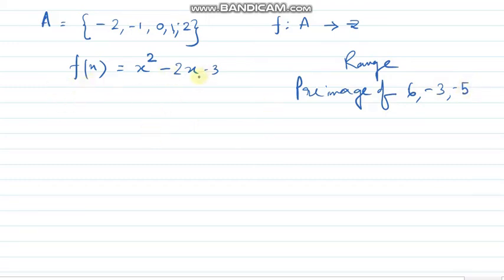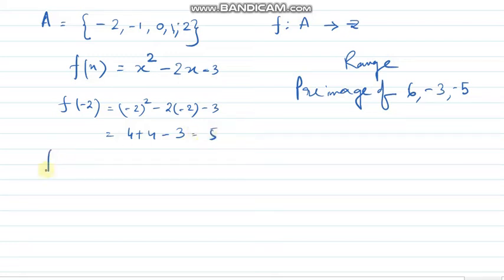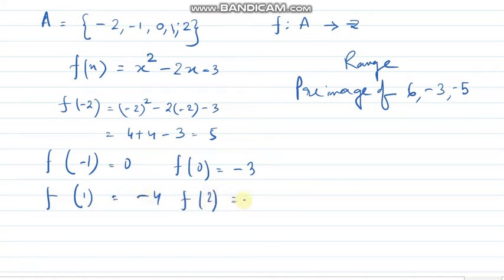So f(x) is given. What will be f(-2)? It will be (-2)² - 2 × (-2) - 3. So it will be 4 + 4 - 3, which is 5. Similarly, if you calculate, you will get f(-1) = 0, f(0) = -3. Next, f(1) = -4 and f(2) = -3.